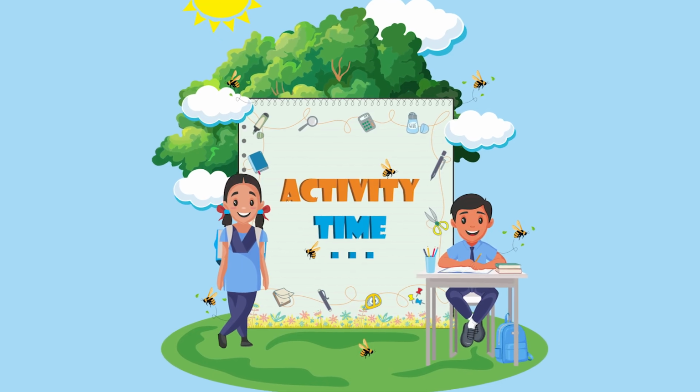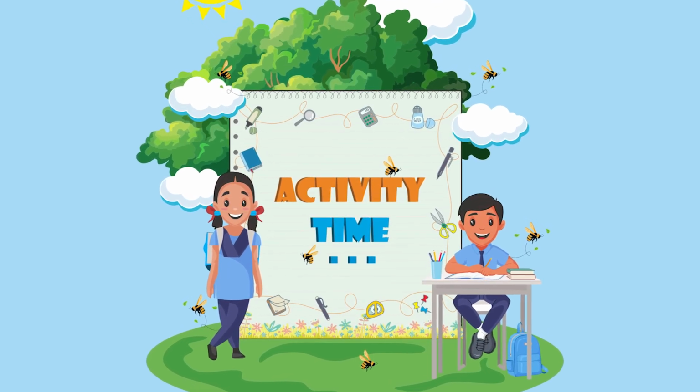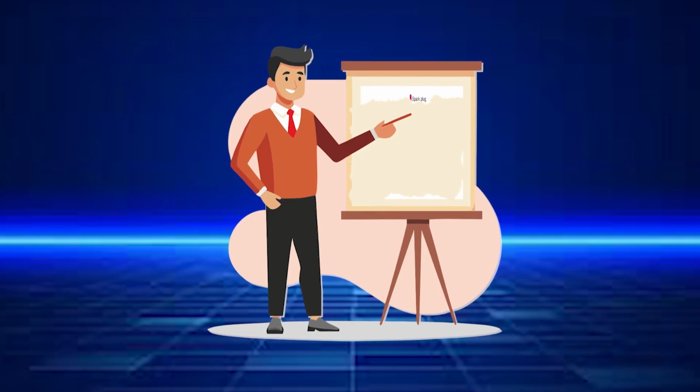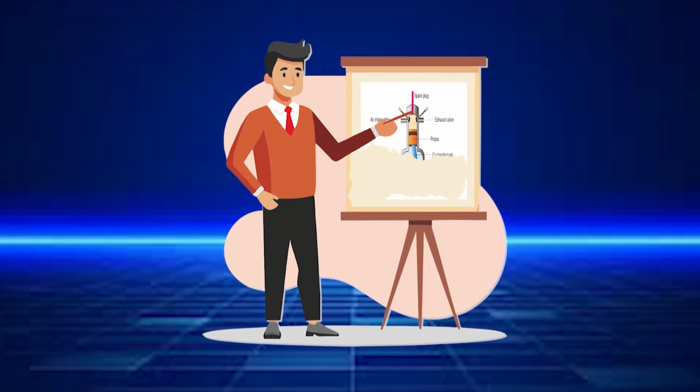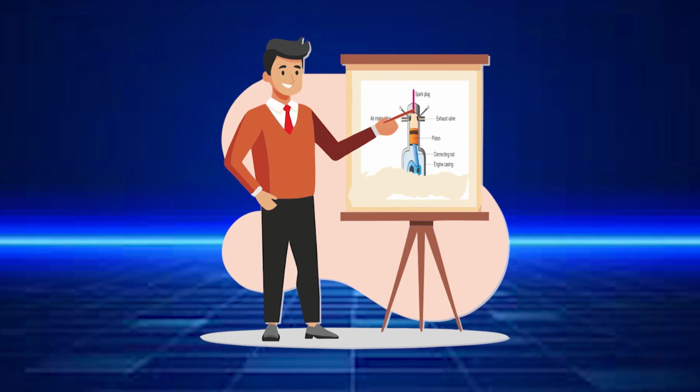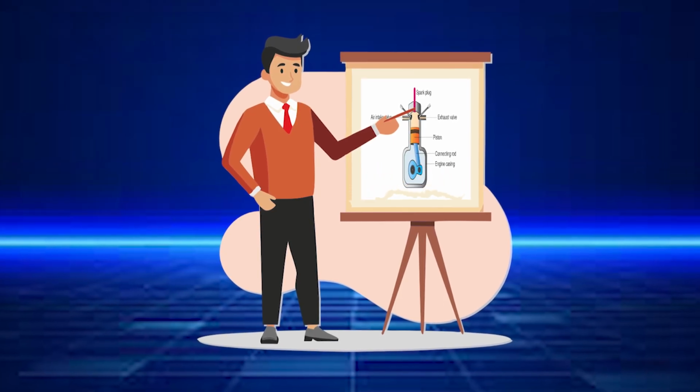So students, it's time for activities. You can get help from your teachers and guide too. The activities include: first, draw a neat and clean diagram of an internal combustion engine and label the key components of the system. So students, when you are doing this activity, share your learning outcome from this with your teachers in school.